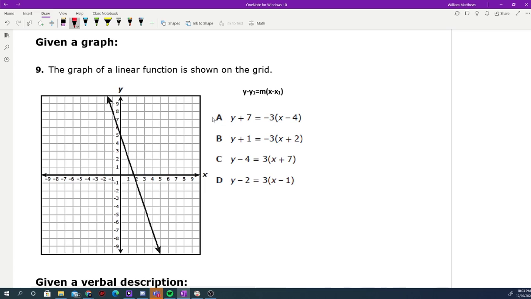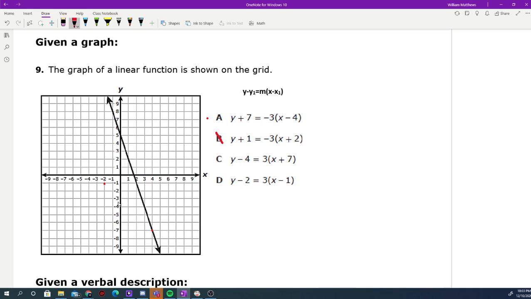we can check. For A, it says that we have a y of negative 7, and we have an x of a positive 4. 1, 2, 3, 4. So this one's point lands on the line. We can continue to check the rest of them to see if we eliminate any options. This one says y value of negative 1, x value of negative 2. So we can go down 1, and it says negative 2. That one does not land on the line, so I know that's not the answer.